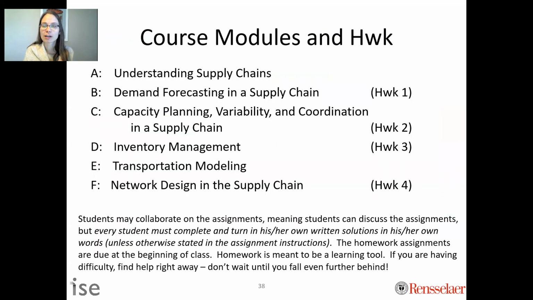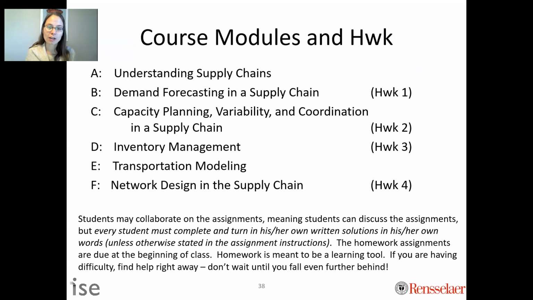There are 4 homeworks, and they basically fit the set of modules. So there will be a homework on demand forecasting. We will use R and RStudio. There will then be homework 2 under capacity planning, variability, and coordination in a supply chain. That's where we'll start using operations research, so optimization, as well as we'll talk a lot about variability. So that's where probability comes in, and we'll simulate a few things as well.